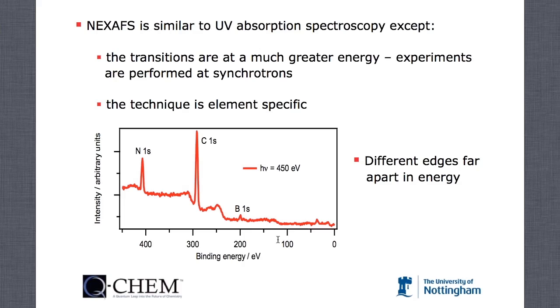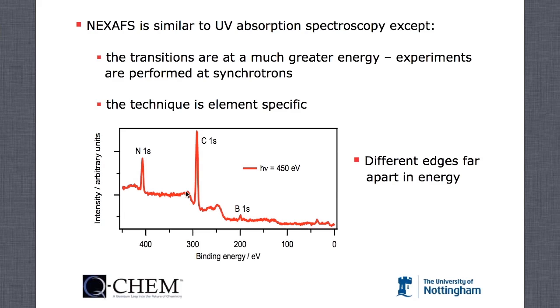Now, NEXAFS is in principle similar to normal UV absorption spectroscopy, but there are a couple of differences. The first is that the transitions are going to be at much greater energy, and so the experiments for these types of measurements will be done at synchrotrons. But the advantage of these techniques is they're element specific, and that's what I'm trying to illustrate here. This shows the difference in energy between the different absorption edges: exciting from a boron 1s orbital, where the edge is around 200 electron volts, the carbon 1s orbital, which is about 285 to 290 electron volts, then the nitrogen 1s orbital, which is around 415 electron volts.